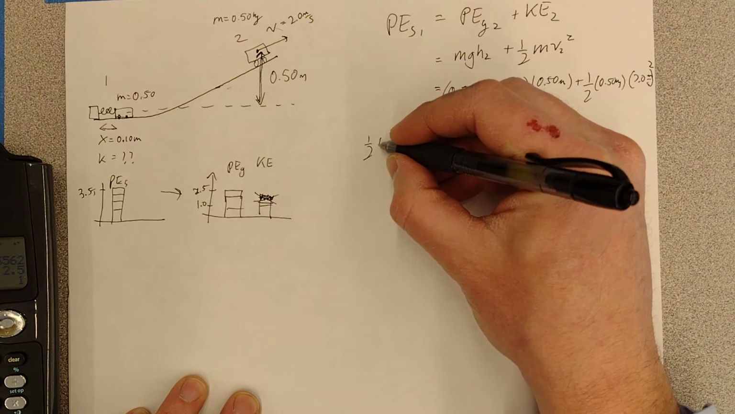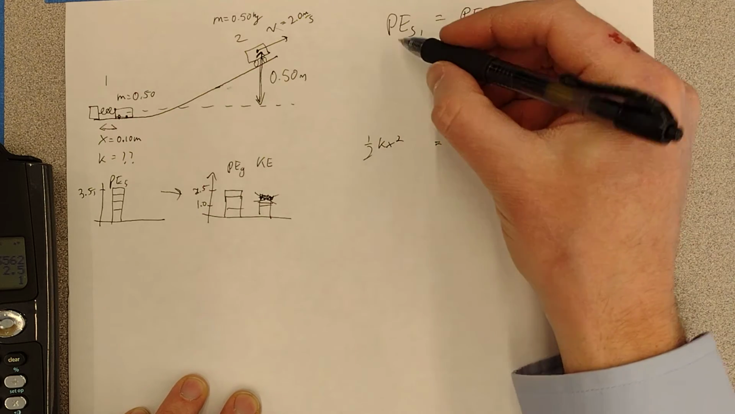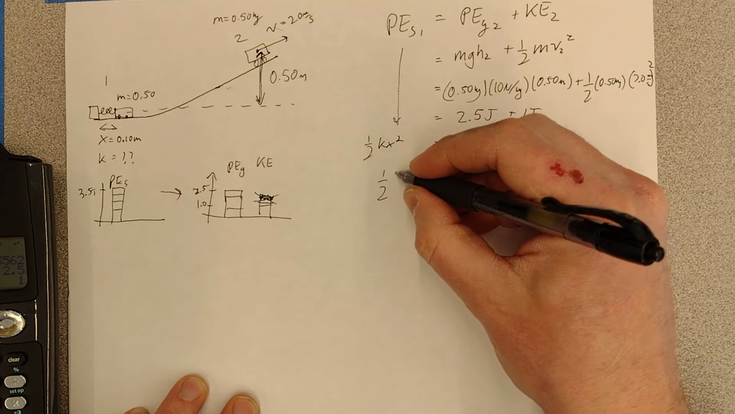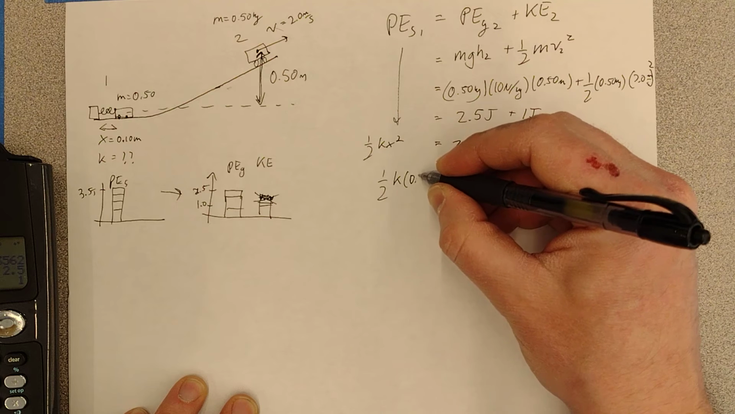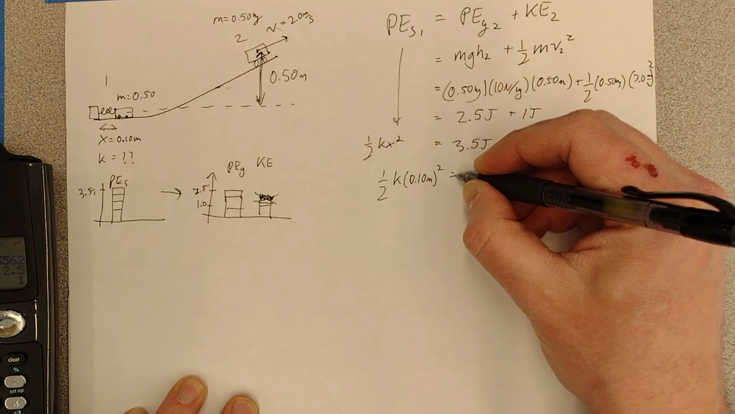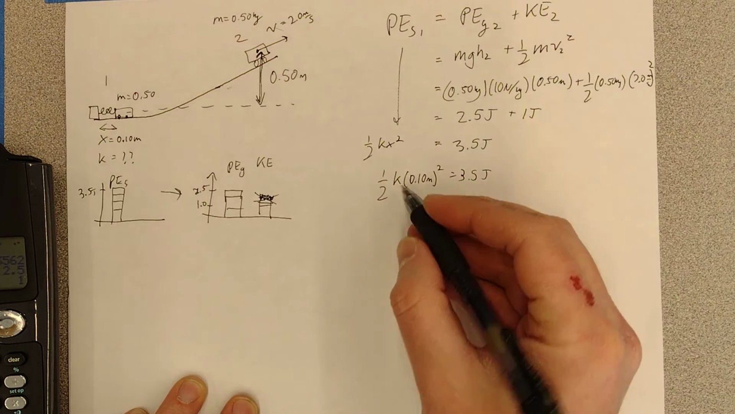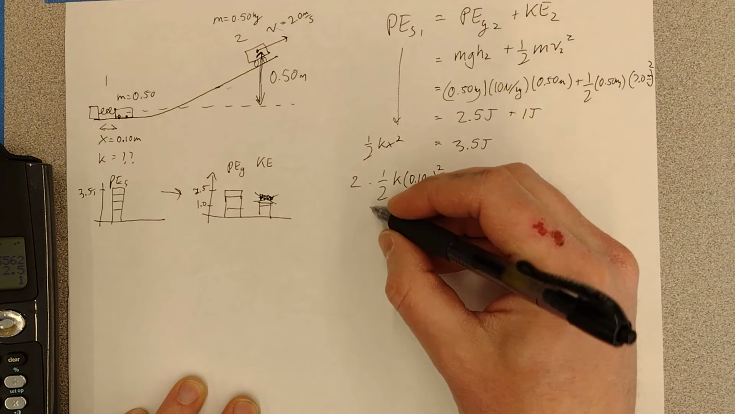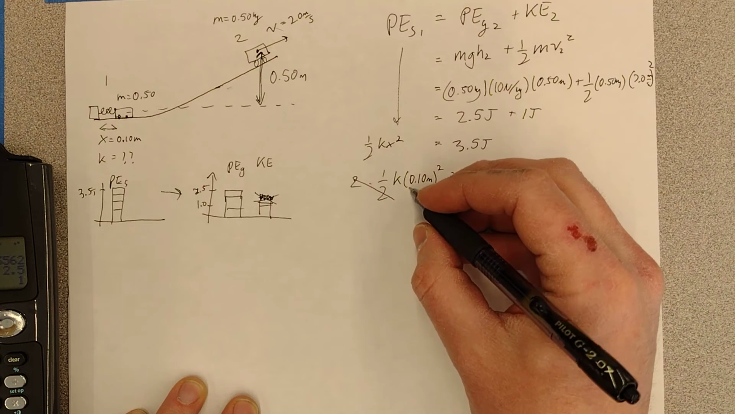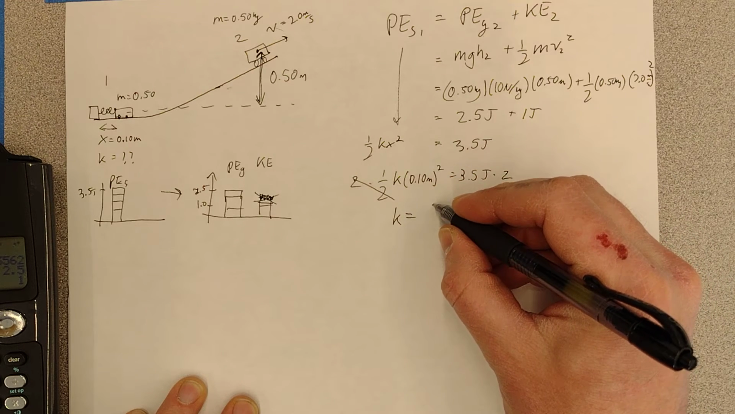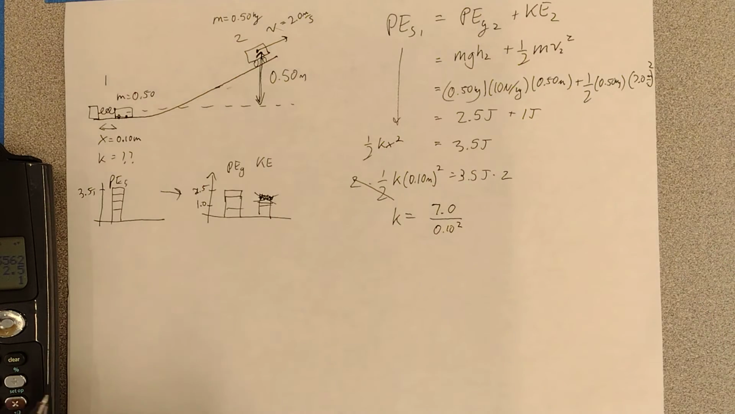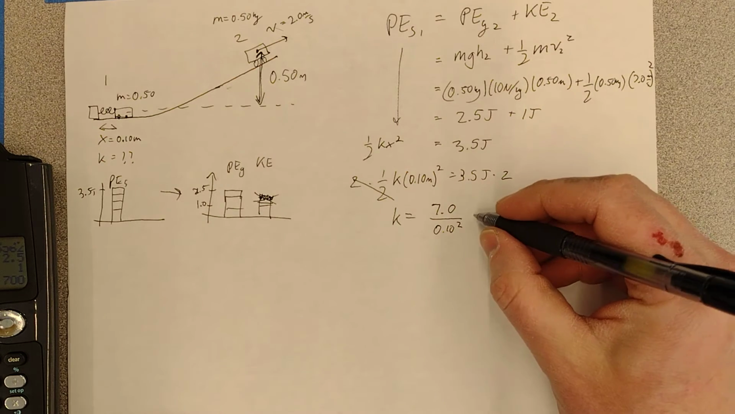So that means 1/2 kx squared, which is just that formula there, has to equal 3.5 joules. So 1/2 times k, which is unknown, times 0.10 meters squared equals 3.5 joules. Now we're solving for k. So multiply both sides by 2. All right, you get k equals 7.0 divided by 0.10 squared. So 7 divided by 0.1 squared is 700.